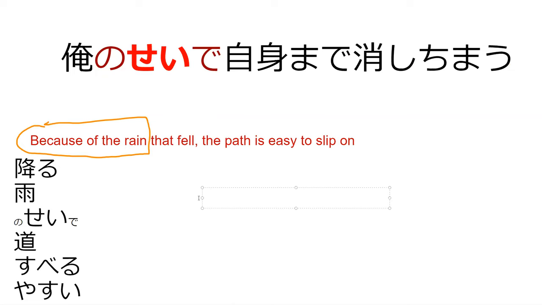Ame no or ame dakara or something like that. You could say ame dakara. That'd be because of the rain. That's correct. That would be literally because of the rain. What if I wanted to say it's the fault of the rain? Ame no sei de. Perfect. What if I wanted to describe this ame as ame that fell?